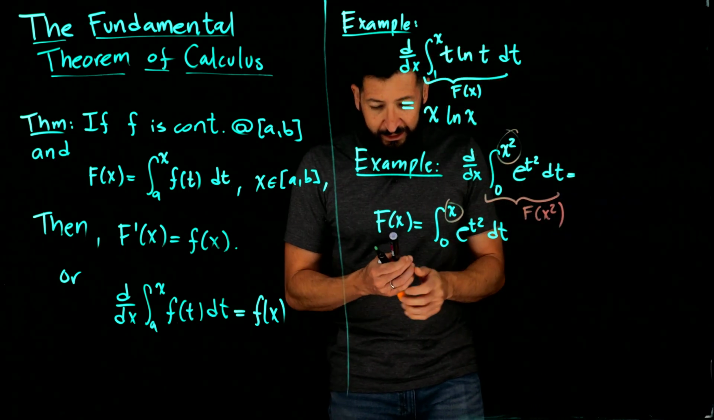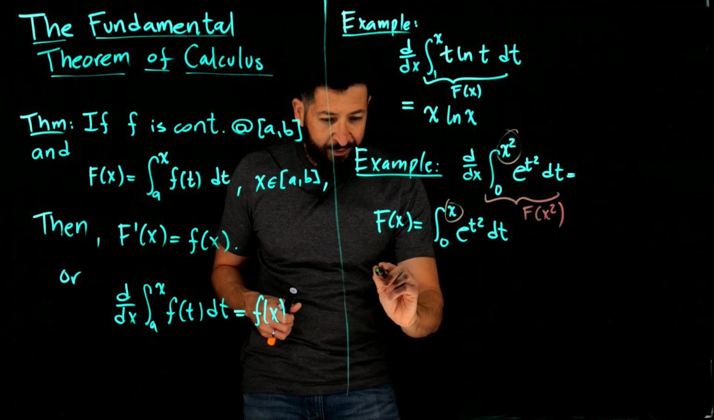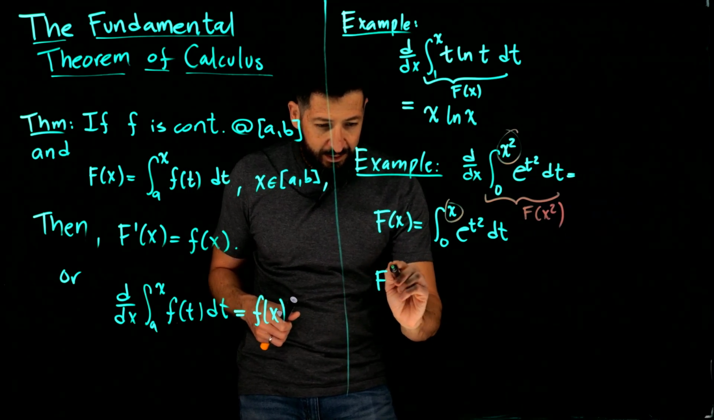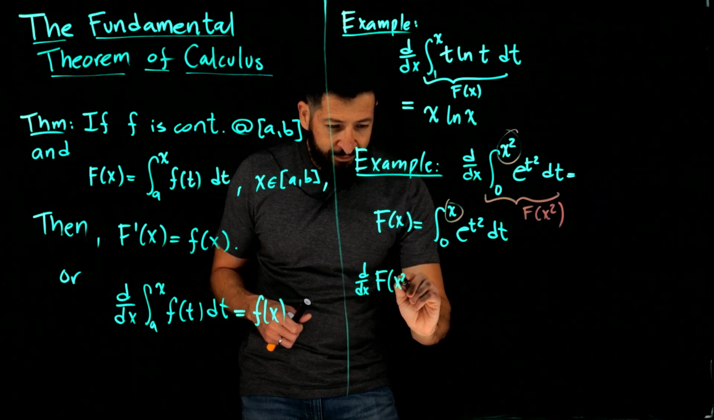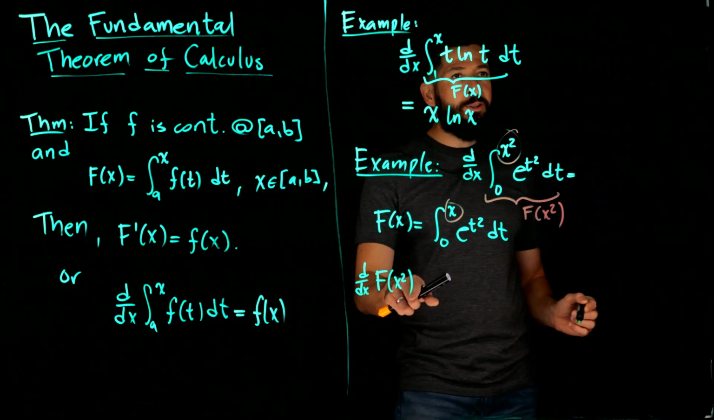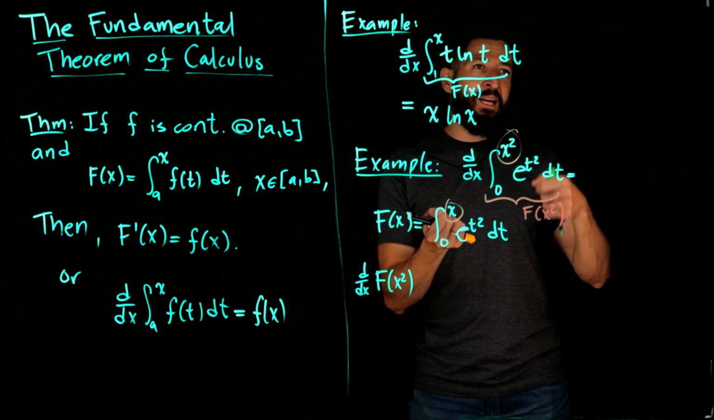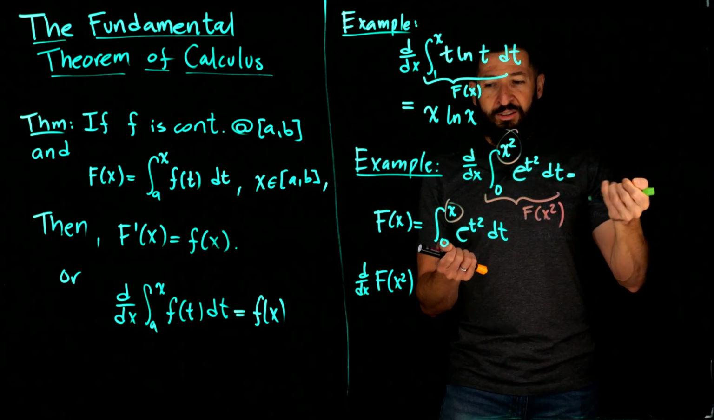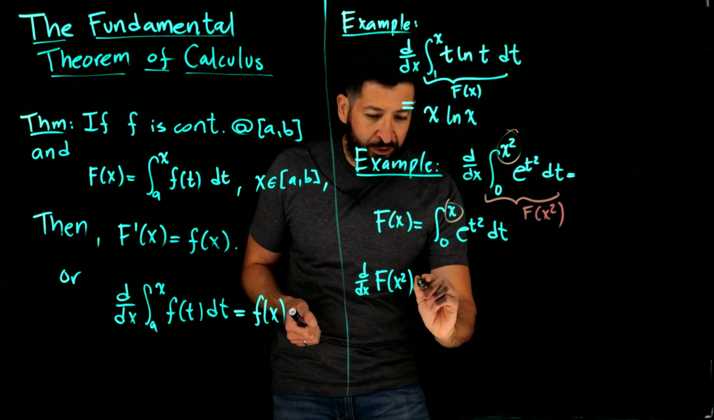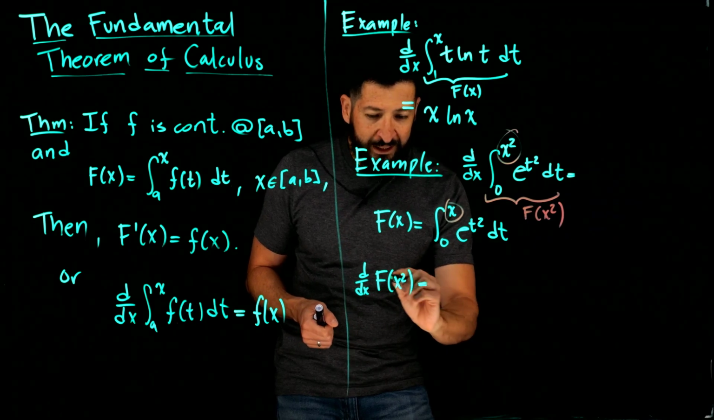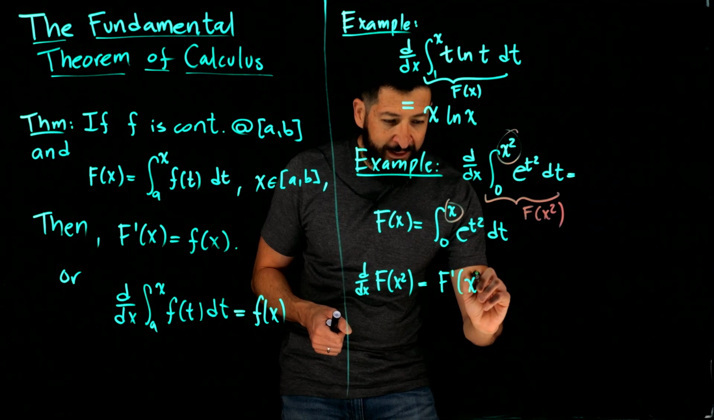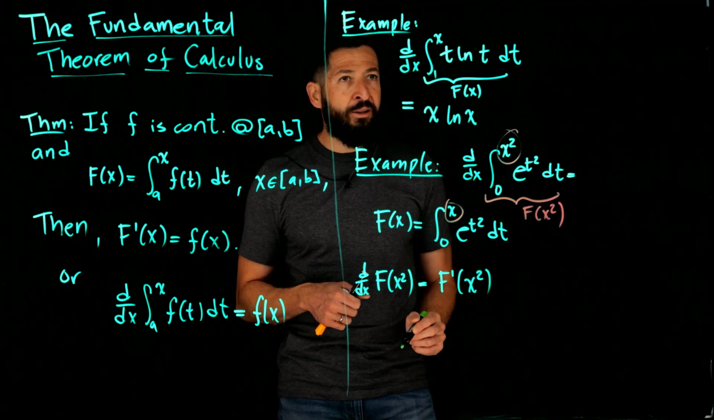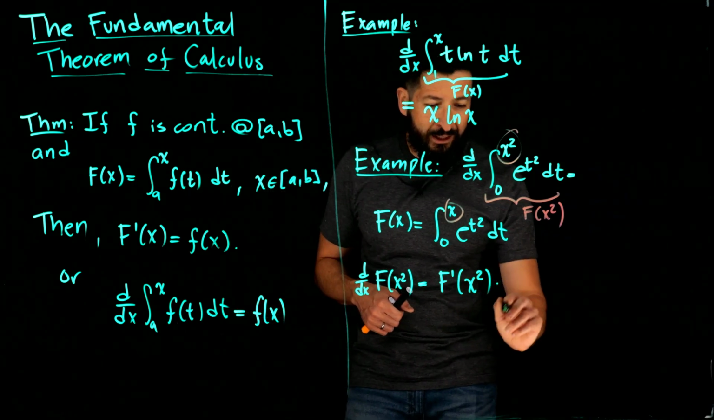So what I need to do then is take the derivative of f of x squared. Notice I have two functions. I have f and I have the square function. So when I take the derivative, I should use the chain rule. So what that tells me is derivative of the outside, f prime, evaluated at the inside, x squared, times the derivative of the inside.